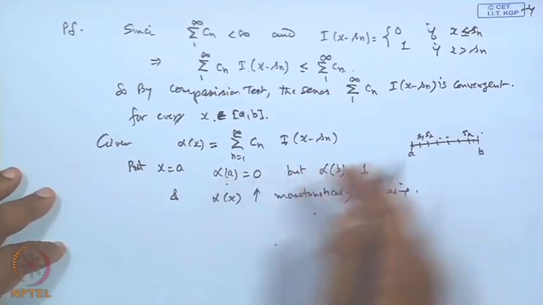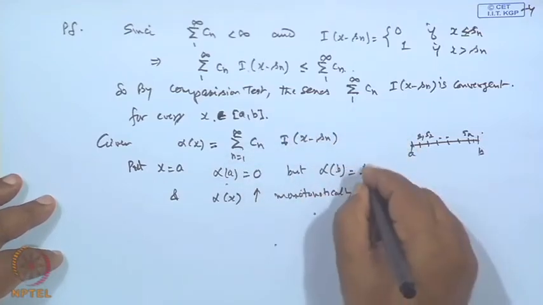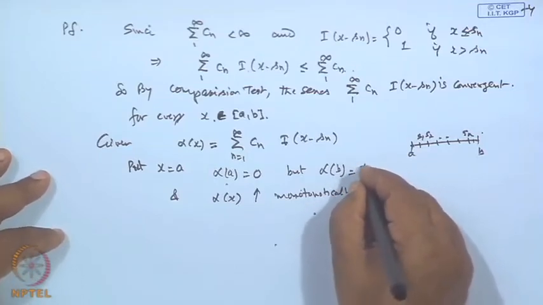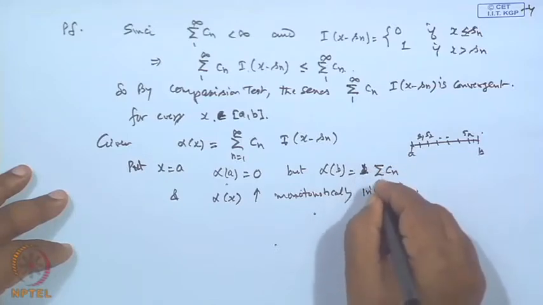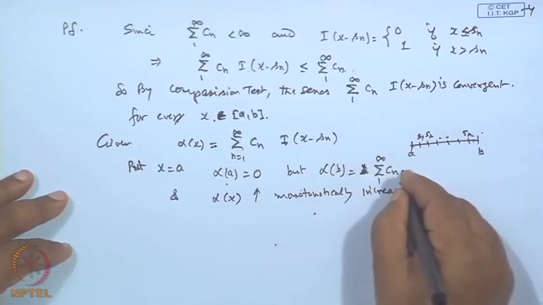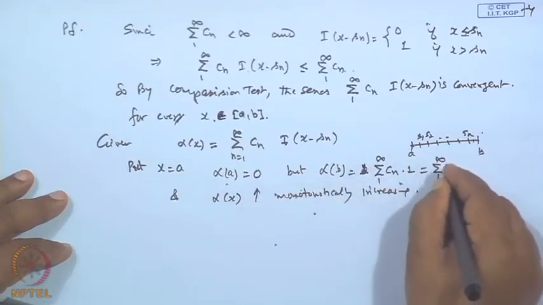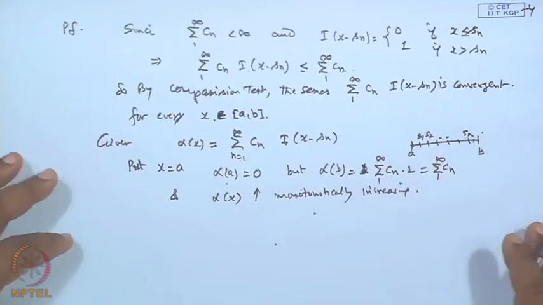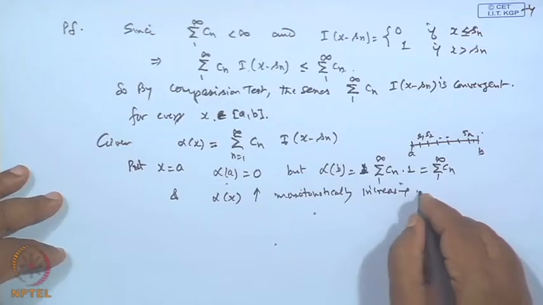Okay. So, what is this I(x minus S_n)? It is 1. So, basically, 1 into the sum of C_n from 1 to infinity, and this will be 1. So, we are getting the sum of C_n. Okay, we are getting this one. So, one thing is clear: this will be a monotonic increasing function.